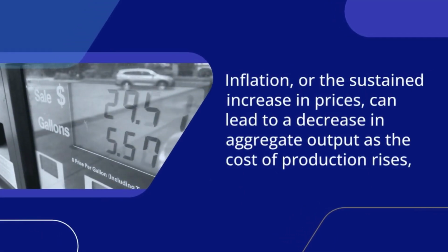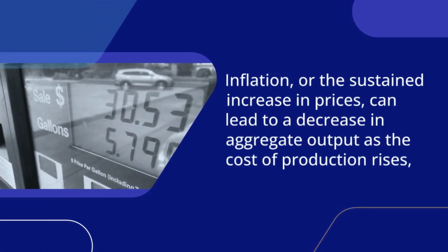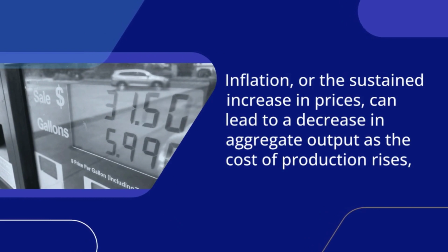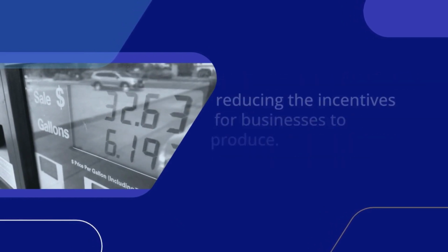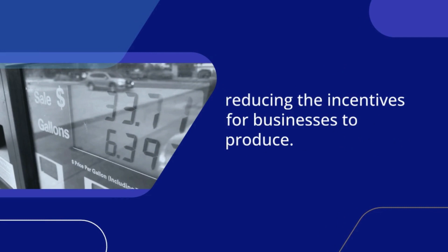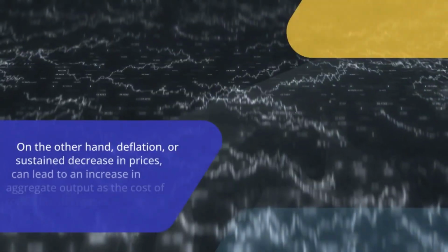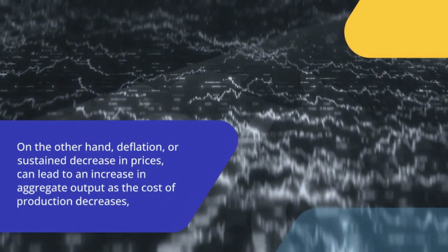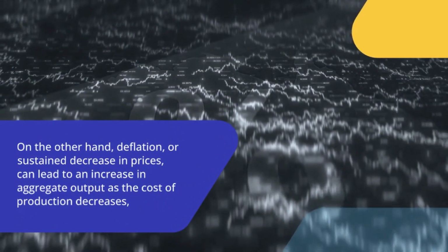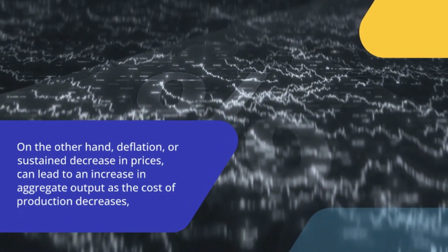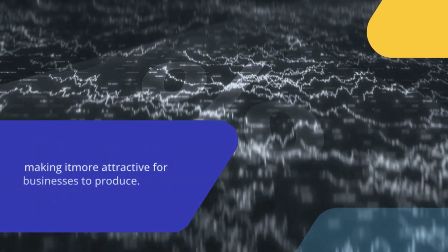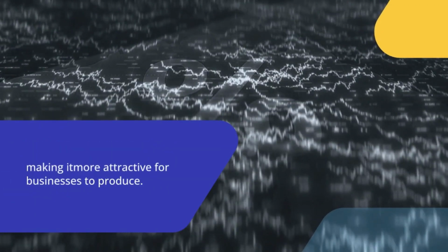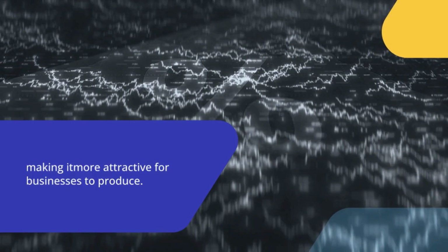Inflation, or the sustained increase in prices, can lead to a decrease in aggregate output as the cost of production rises, reducing the incentives for businesses to produce. On the other hand, deflation, or sustained decrease in prices, can lead to an increase in aggregate output as the cost of production decreases, making it more attractive for businesses to produce.